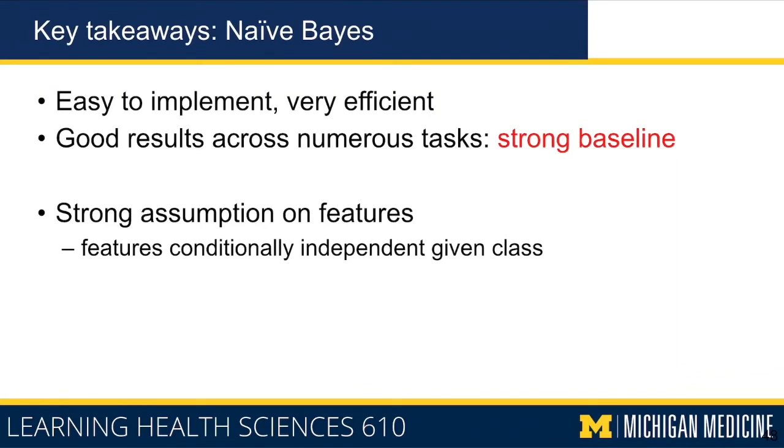So just to summarize, the key takeaways from this classifier on naive-Bayes is that it's very easy to implement, it's very efficient, and it typically gives very good results across multiple tasks. So it provides a very strong baseline. The only downside is that it has a strong assumption on features. The fact that these features should be conditionally independent given the class label may or may not hold. Most likely in the medical field, these features are related to each other, and so this assumption does not hold. But even with that, this still provides a very strong baseline and should be a first attempt for any kind of supervised machine learning model. You should try this one out as one of these strong baselines.